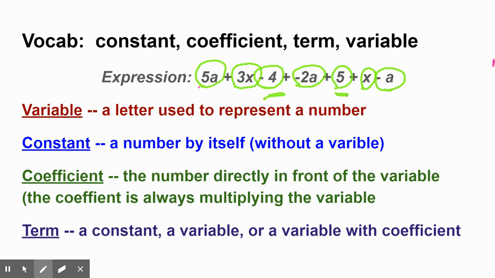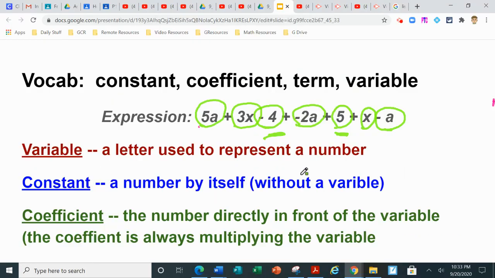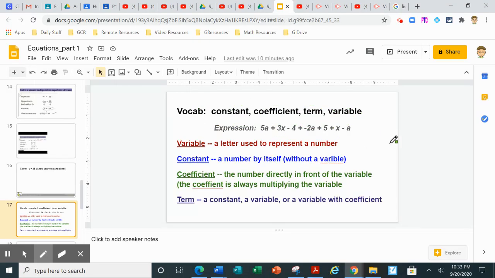Okay, so I would like to pause right now. You guys should copy down these 4 vocabulary terms right now into a notebook. All right, so I'm going to give you some time to do that. All right, but remember, variable, constant, coefficient, and term.